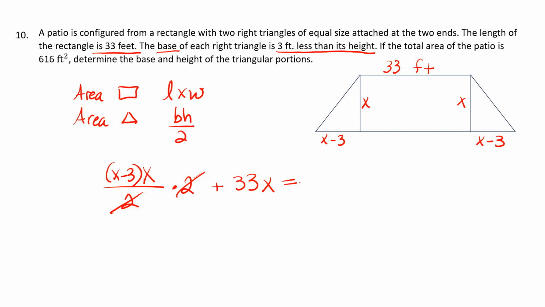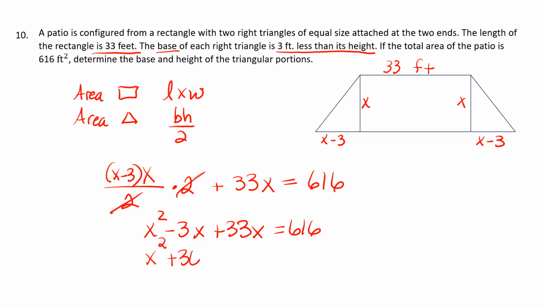And the total area of the patio is supposed to be 616 square feet. So x times x is x squared, minus 3x, plus 33x equals 616. We can see that this is a quadratic equation, so we're going to want to get everything on one side and set it all equal to 0. So x squared plus 30x minus 616 is equal to 0.